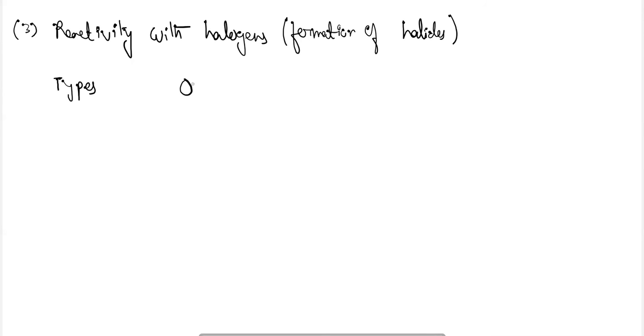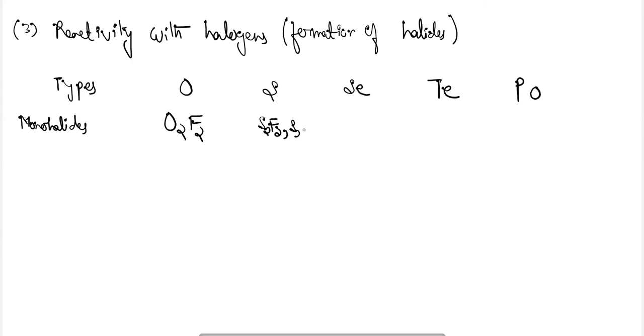Let's talk about this. So first, oxygen, sulfur, selenium, tellurium, polonium. They can form monohalides. O2F2 can be formed there, S2F2, S2Cl2, S2Br2. These are possible monohalides which are formed. SeCl2, Se2Cl2, Se2Br2 can also be formed, but tellurium and polonium do not form any monohalides.